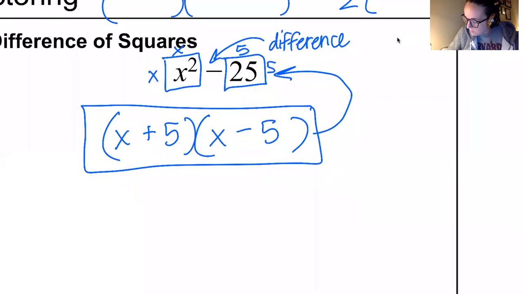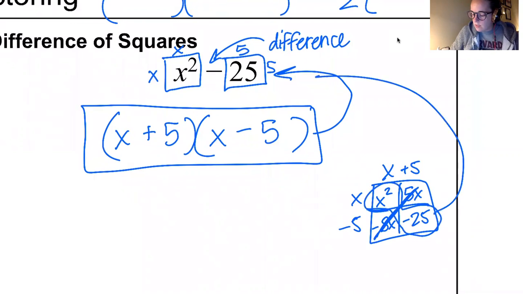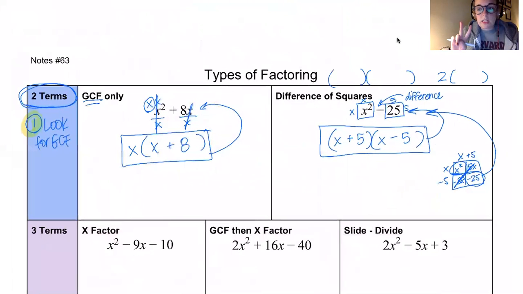If you don't quite trust me on the trick, you can always write it back out with the box method. Say x squared, 5x, negative 5x, and negative 25. These cancel here and leave me with just that x squared minus 25. So that's why those things are equal. So these are the two methods that we're going to use if there are two terms. First we're going to check for GCF because that one's easiest. And then second, we're going to look to see if there's the difference of squares.